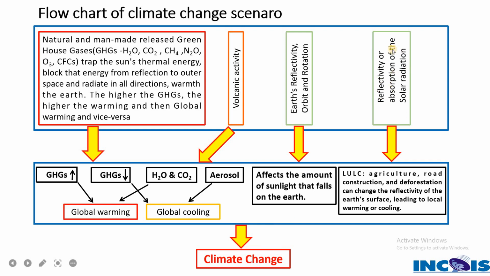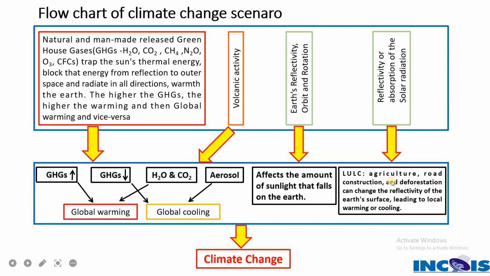Similarly, reflectivity or absorption of solar radiation. This is based on how we are changing the Earth's landscape from time to time with our activities like agriculture, road construction, and deforestation. For example, if you have a huge dark forest, then obviously some amount of heat will be trapped inside it, so there will be warming. But if you cut all the trees and deforest the whole area, then what will happen? Since it's not so dark, it cannot absorb such a huge amount of heat, and it reflects most of the sunlight back to space.